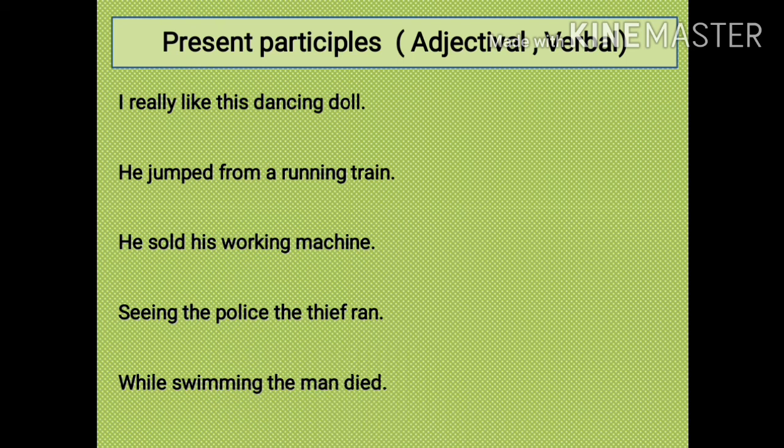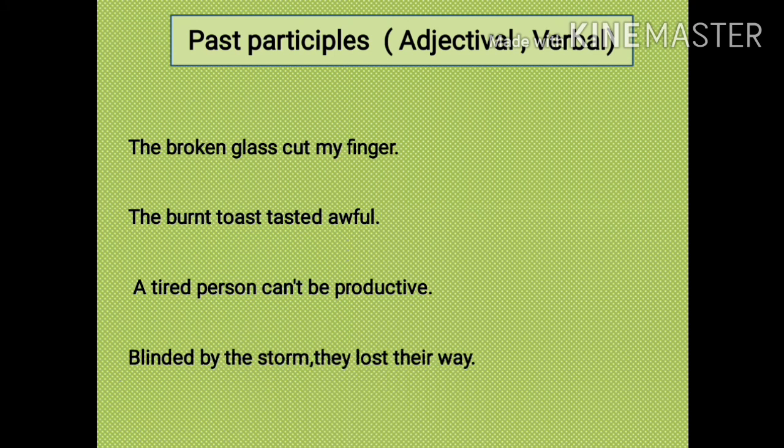Therefore, swimming, because it is an ing form, it is a present participle, but it is not doing the function of an adjective over here. Therefore, it is not an adjectival present participle. So, it will be a verbal present participle. Now, let us learn about the past participles and identify whether they are adjectival or verbal past participles.